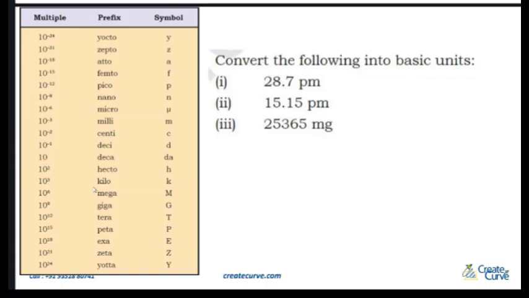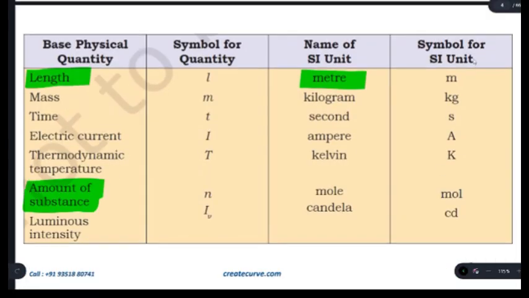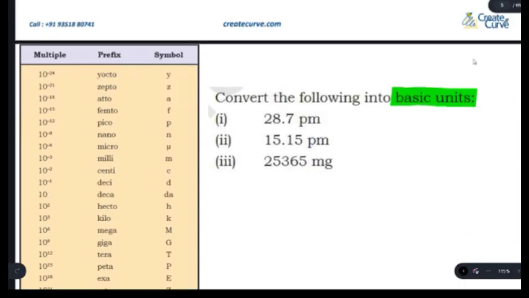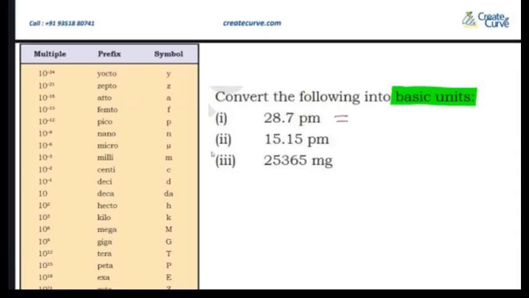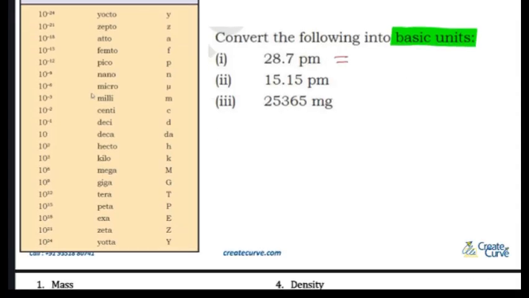So let's say I have been given 28.7 picometers, I need to convert this into its basic units. Now, how do I know what the basic unit is? And this is where the table that we have seen previously comes in picture. The basic unit here refers to the SI unit, and therefore for length, it is always given in meters. So what I want to do is convert this value into its basic SI unit. So for 28.7 picometers, I can rewrite this as, picometer is exactly 10 to the power minus 12 meters.